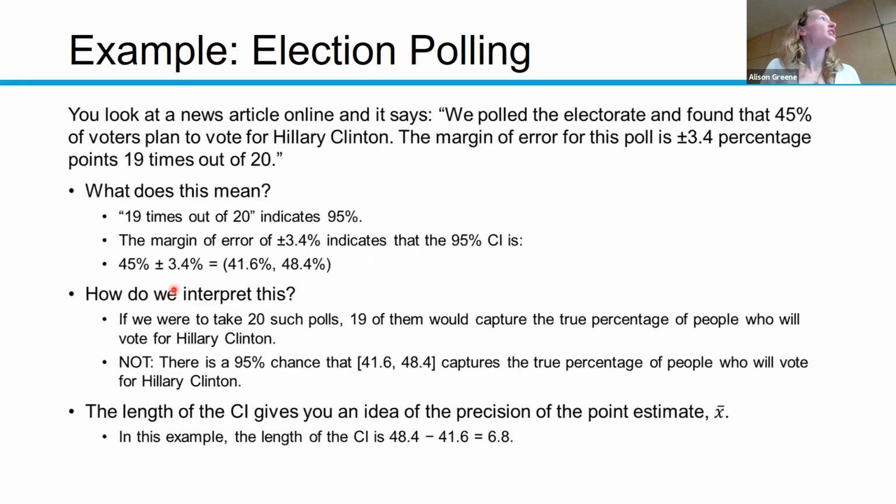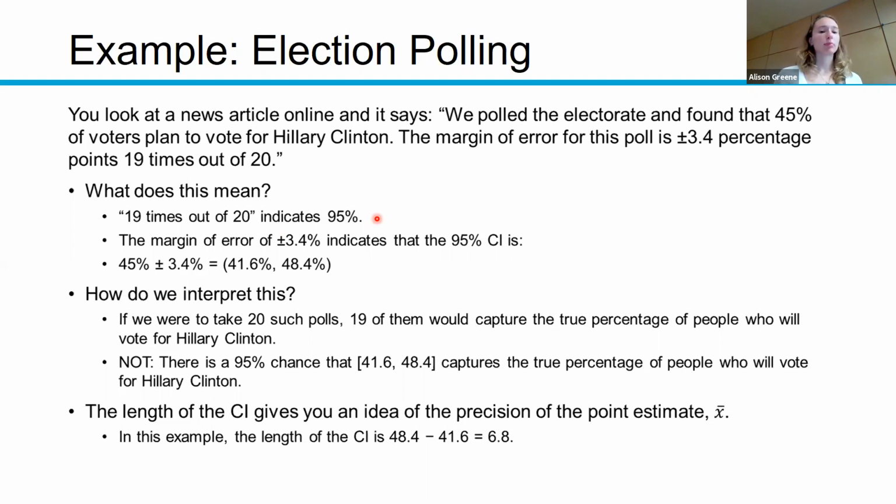Okay. So let's say you read an article and it says, we polled the electorate and found that 45% of voters plan to vote for Hillary Clinton. The margin of error for this poll is plus or minus 3.4 percentage points, 19 times out of 20. So we can actually disentangle this and get most of the elements of a confidence interval from this statement. So 19 times out of 20, that's 95%. So that's our level of confidence, the rate at which this is happening.